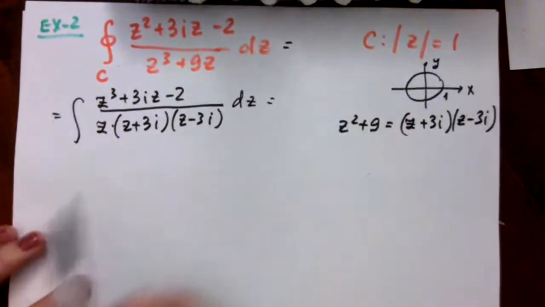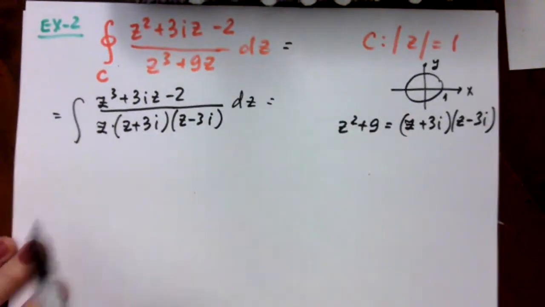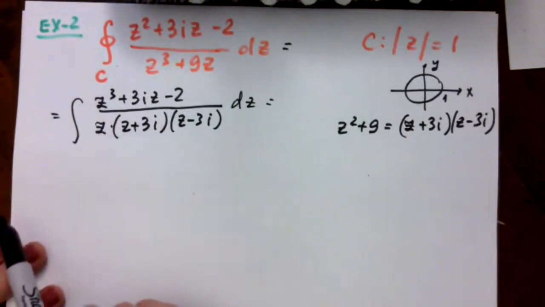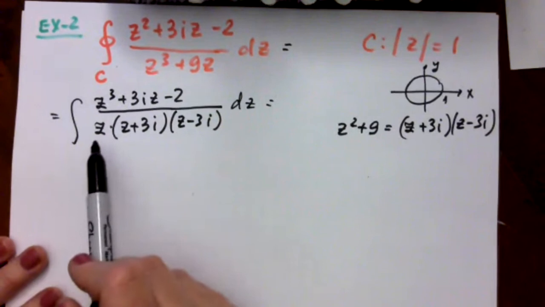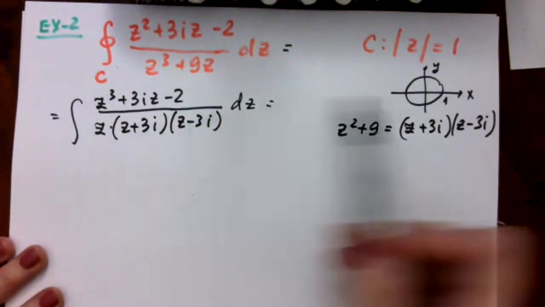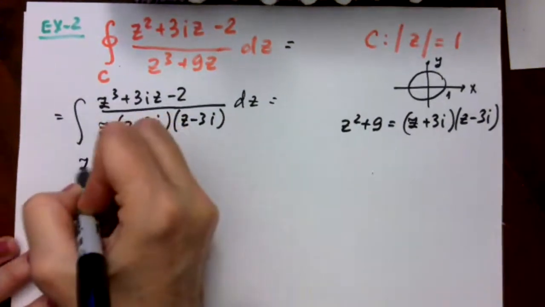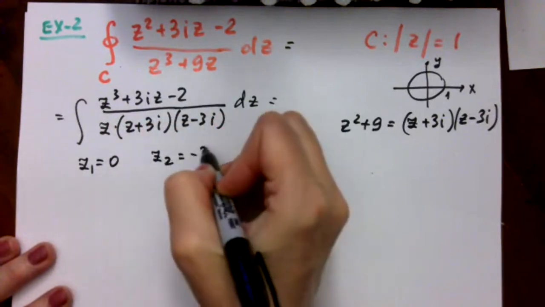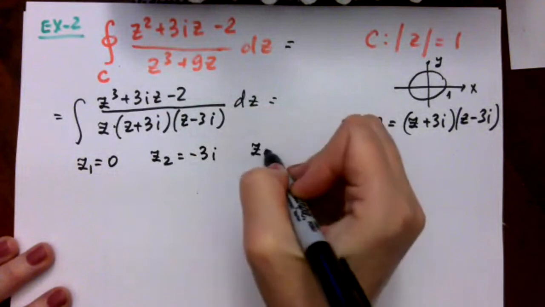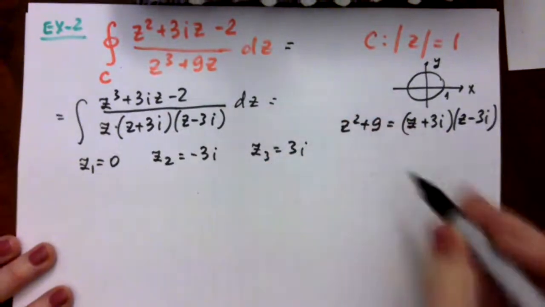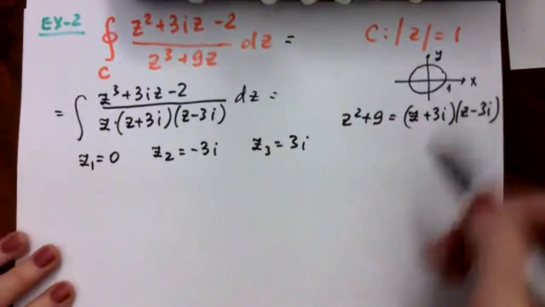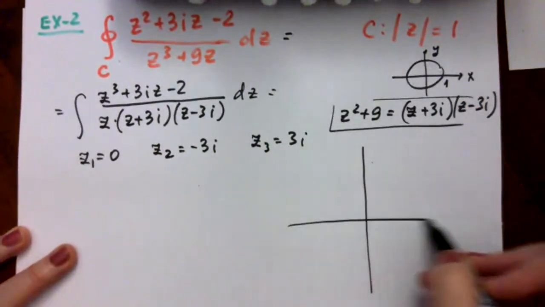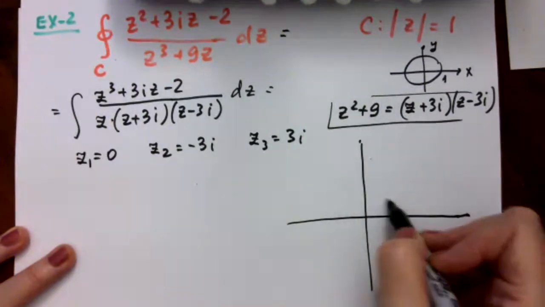After this simplification, our function looks even more terrifying because we have even 3 singularity points. But the beautiful thing is that you are interested only in the points which are inside the circle. So let's write down all our singularity points. The first one is 0, the second one is minus 3i, and the third one is plus 3i. And let's plot them. It's getting too small, maybe I should plot it once again.